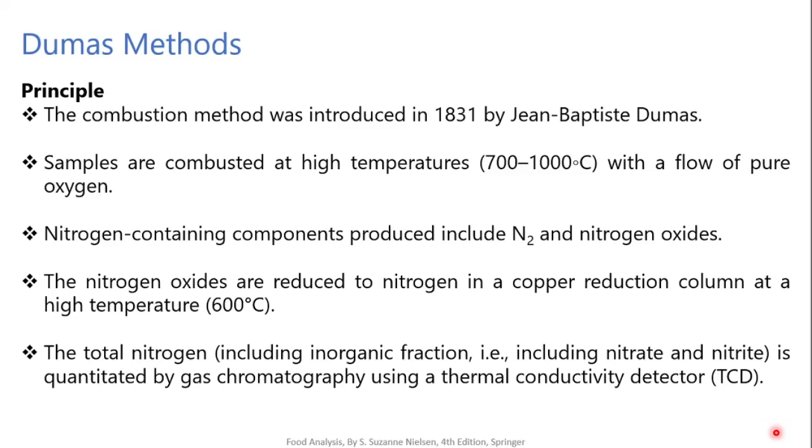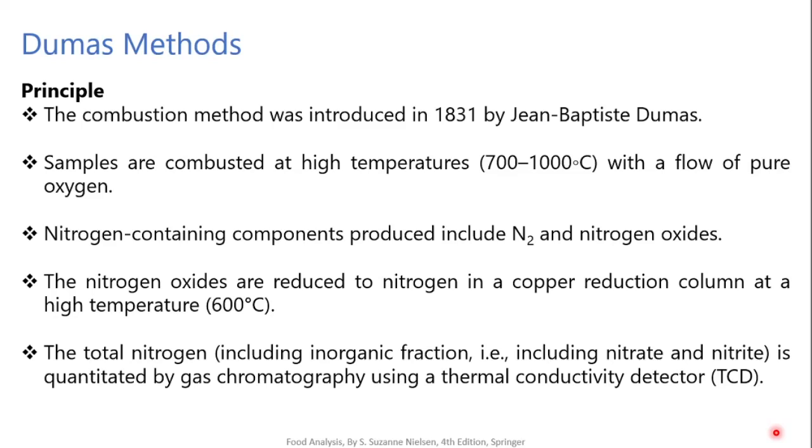Samples are combusted at high temperature, around 700 to 1000 degrees Celsius, with a flow of pure oxygen. All carbon in the sample is converted to carbon dioxide during the flash combustion. The nitrogen containing components produced include elemental nitrogen, molecular nitrogen and nitrogen oxides. The nitrogen oxides are reduced to nitrogen in the presence of copper in a reduction column at a higher temperature, about 600 degrees Celsius.